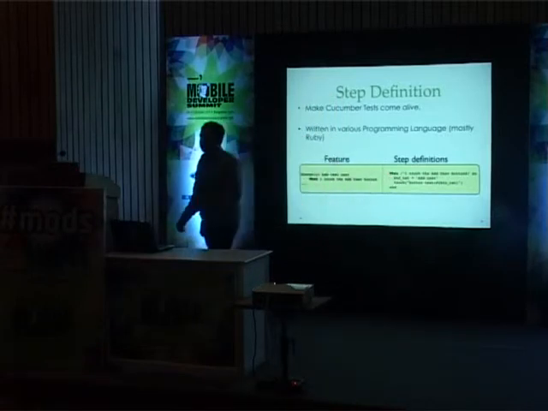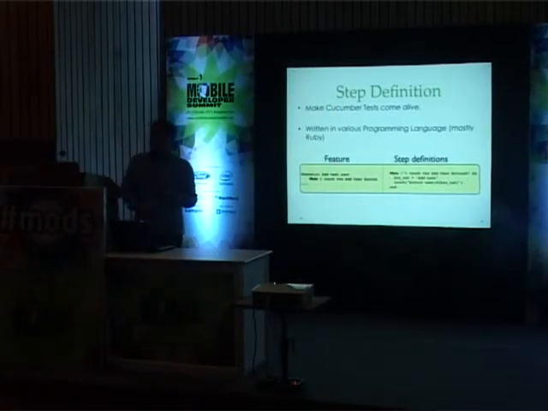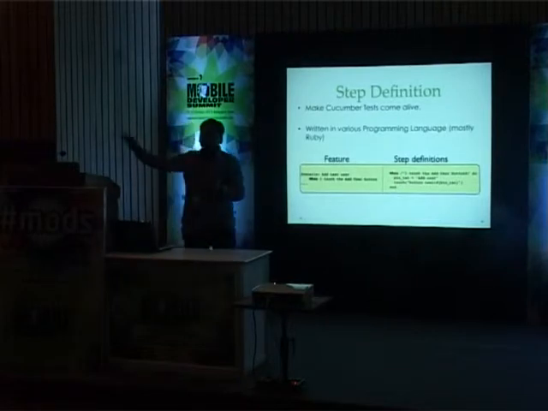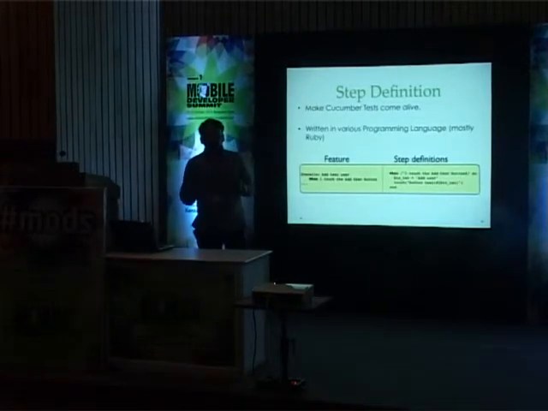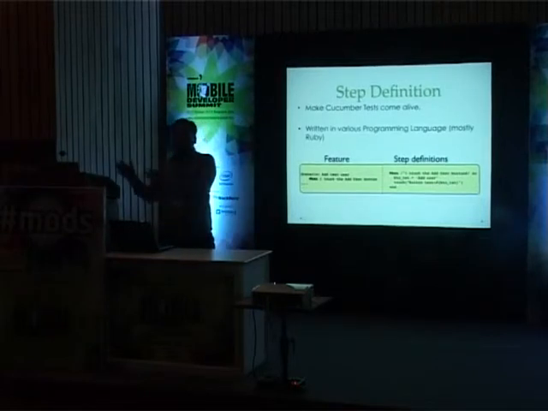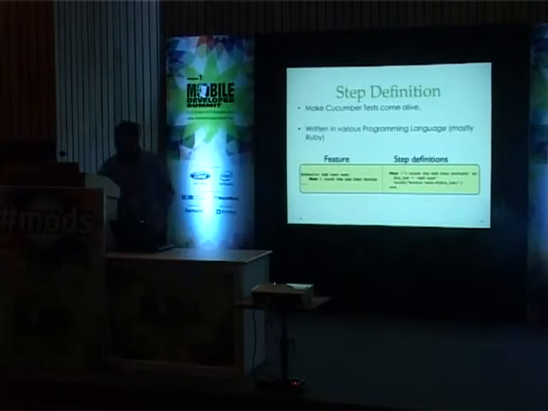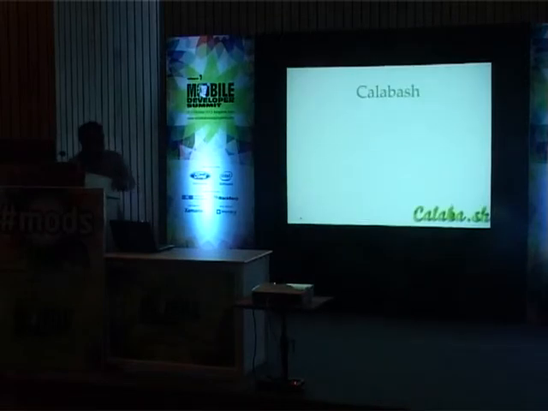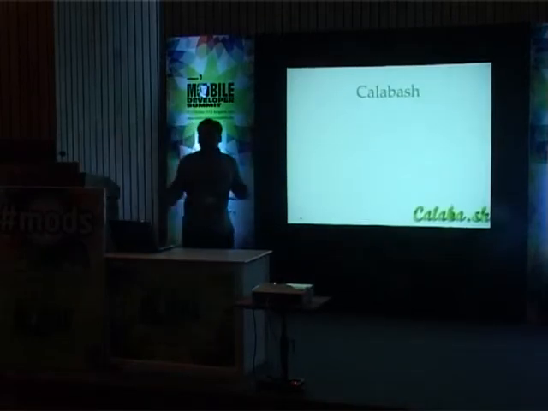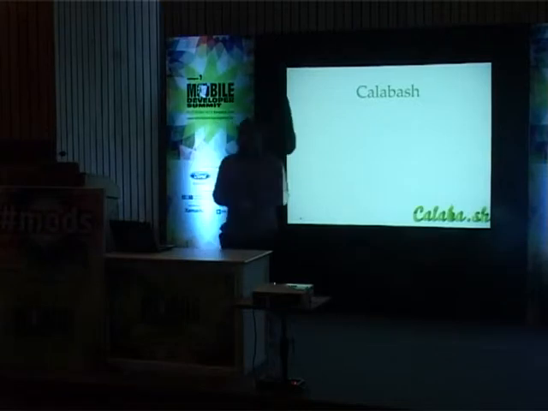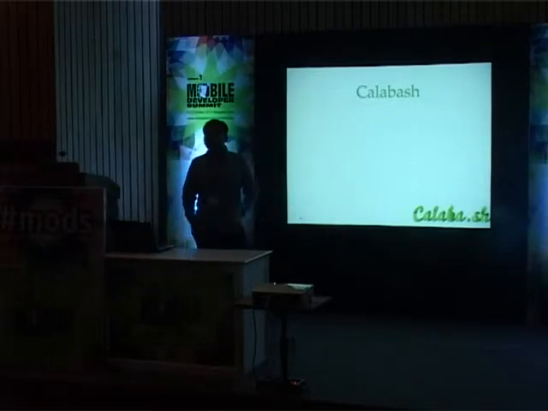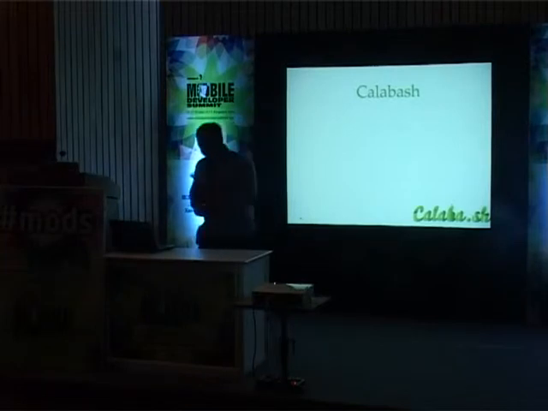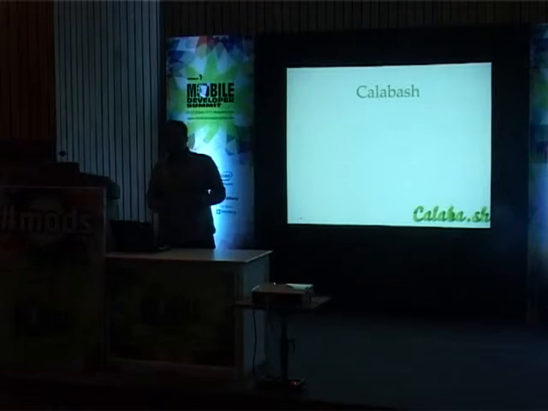So when you write a feature, it has multiple steps. Each step corresponds to a regular expression, which is somewhere in your step definitions. Those step definitions then also contain the code that you want to execute. So what I was talking about till now was Cucumber. Now the tool that I'm going to talk about is Calabash, which leverages the functionality of Cucumber and allows us to interactively test our mobile app.